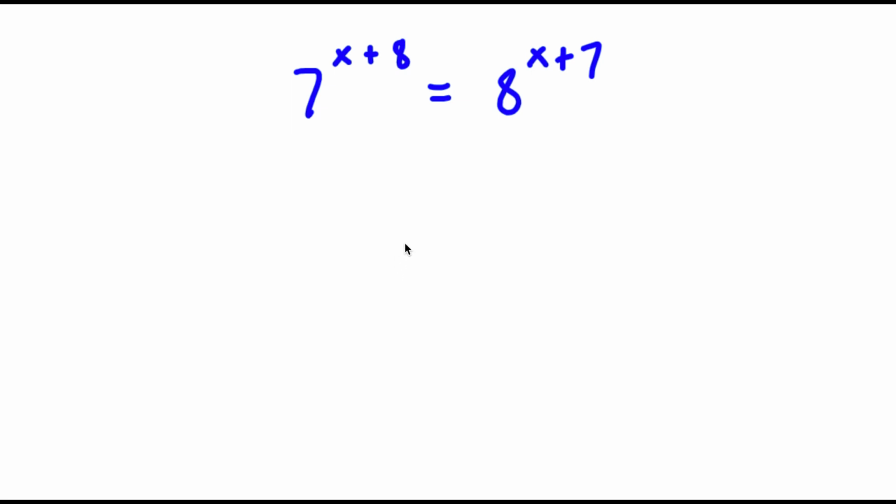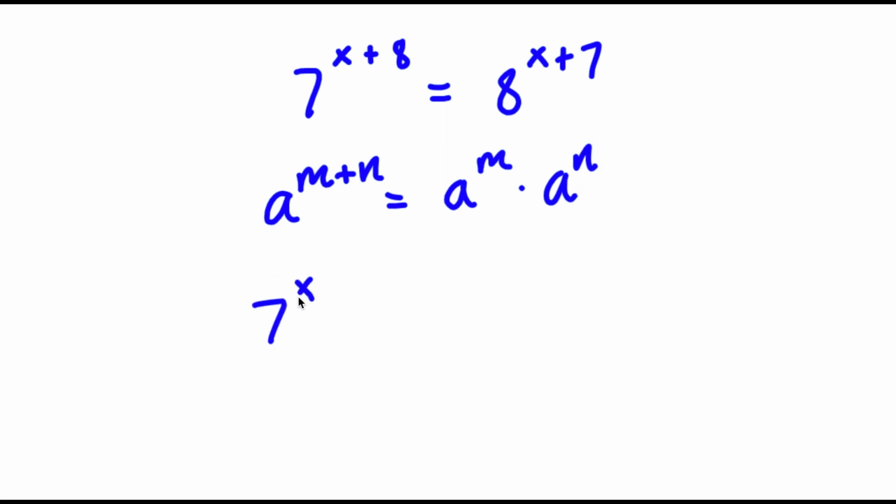Alright, so in this problem, I have 7 to the power of x+8 is equal to 8 to the power of x+7. So to start, if I have something in the form a to the power of m+n, this is equal to a to the power of m times a to the power of n. So 7 to the power of x+8 is going to equal 7 to the power of x times 7 to the power of 8.